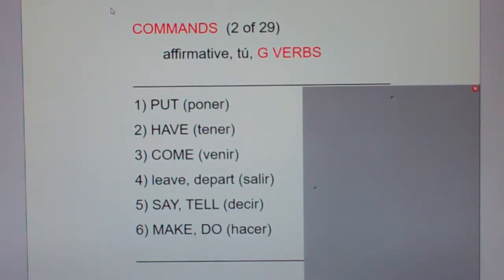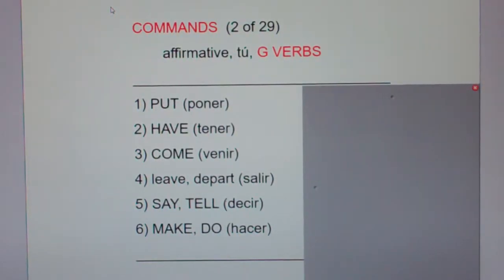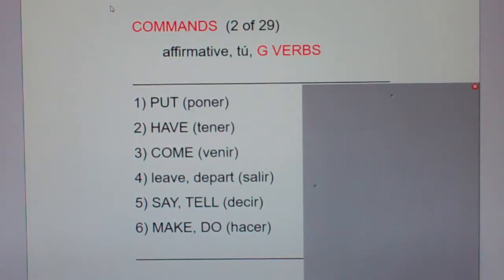In this clip, you're going to learn how to order your friend to do something using 6 verbs that I call G verbs. Everybody say G verbs. G verbs are like pongo, tengo, vengo, salgo, digo, hago. Now we talked a lot about those in Spanish 1, and we said the only form of these verbs that has the G is the yo form.